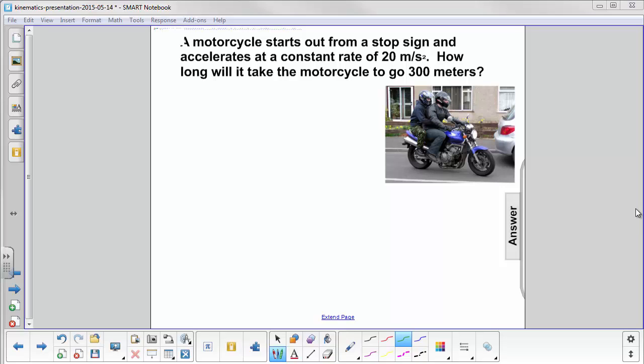A motorcycle starts out from a stop sign. Okay, that's just another clever way to say that your initial velocity is 0. It also doesn't tell you really where you're starting other than at the stop sign, so we'll say that that position is also 0. And the units here, this would be meters per second, this is meters.